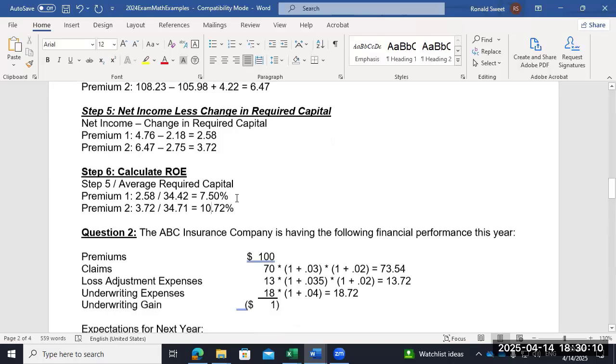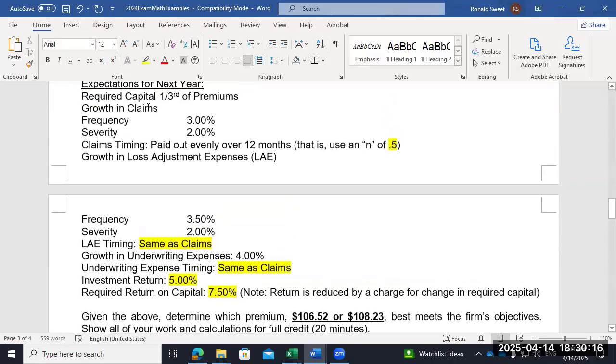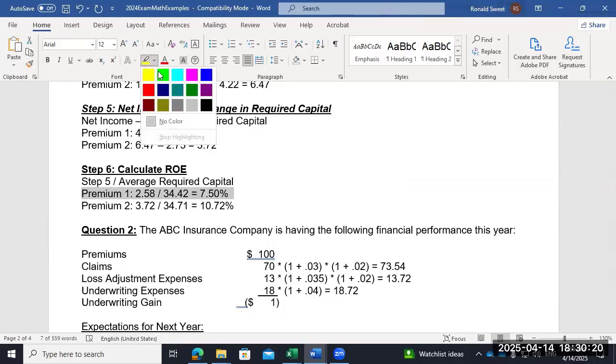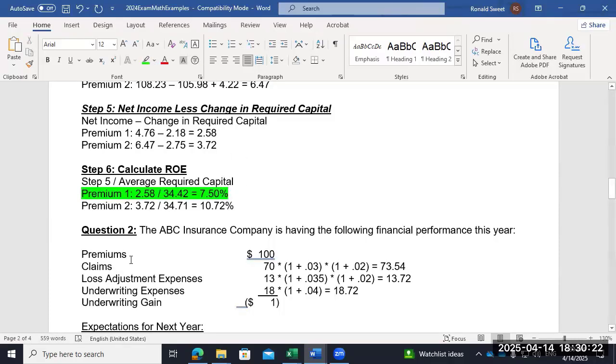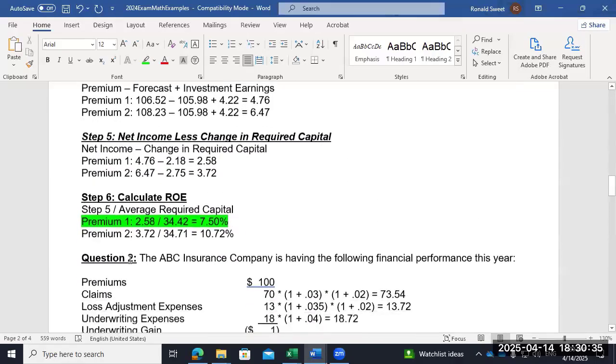So which premium would you pick? So what's their target ROE? 7.5%. So it looks like the first premium. Why not the second premium? They make more money. Well, the state's not going to approve it. They're not going to be competitive. You know, all those things. They need to make their target. You don't have to write all that in. There's no essay component to this, so that's all you need.